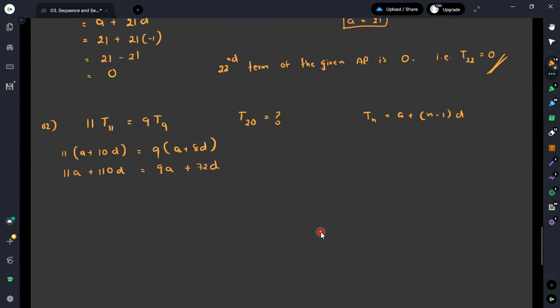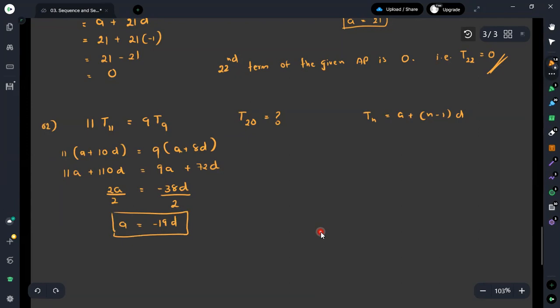In this way, you can make A the subject. If you take the A terms to the left side, it is 2A, which will be equal to minus 38D. Dividing both sides by 2, you get that the value of A is equal to minus 19D. We need to identify this value because we are asked to calculate T20. To calculate T20, we know that n is equal to 20.